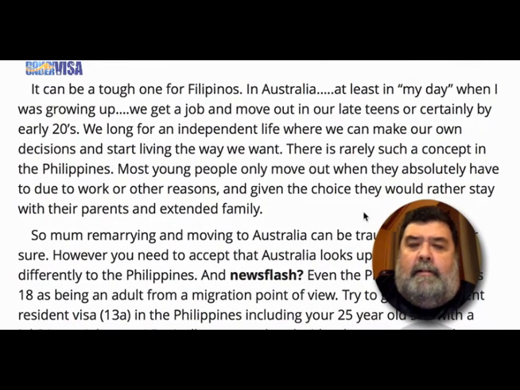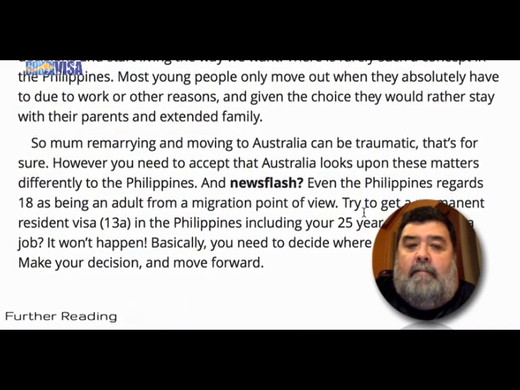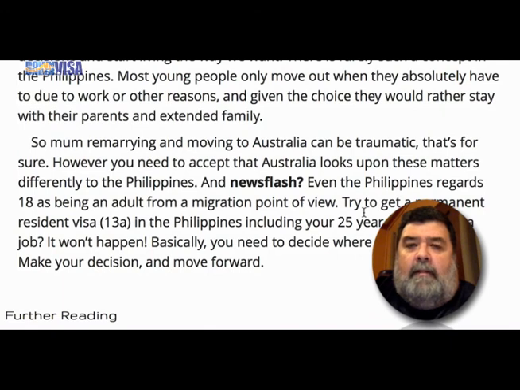In Australia, or at least in my day, I don't know what young people do these days. When I was growing up, we had a job and we moved out in our late teens, or certainly by our early 20s. We longed for an independent life where we could make our own decisions and start living the way we wanted. There was rarely such a concept in the Philippines. Most young people only move out when they absolutely have to, due to work or other reasons, and given the choice, they would rather stay with their parents and the extended family.